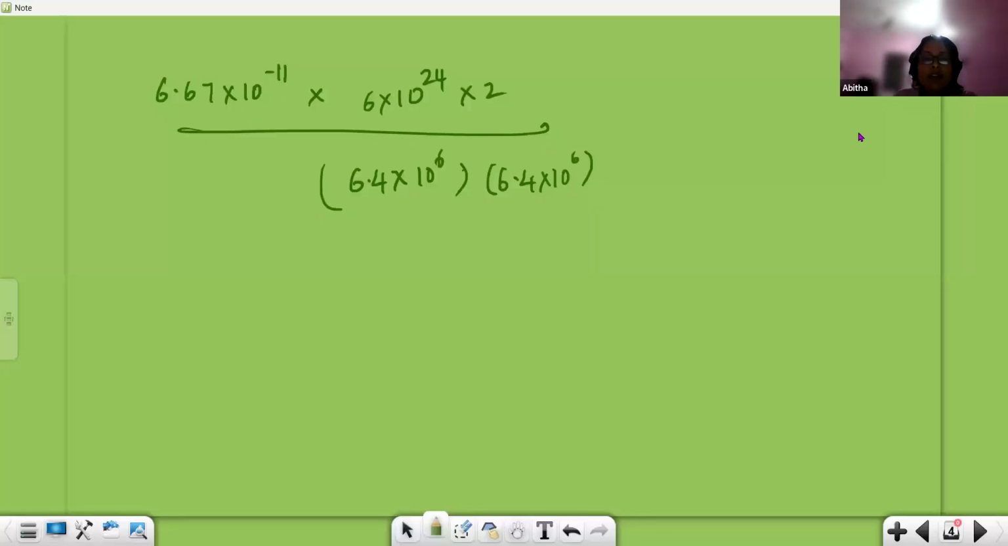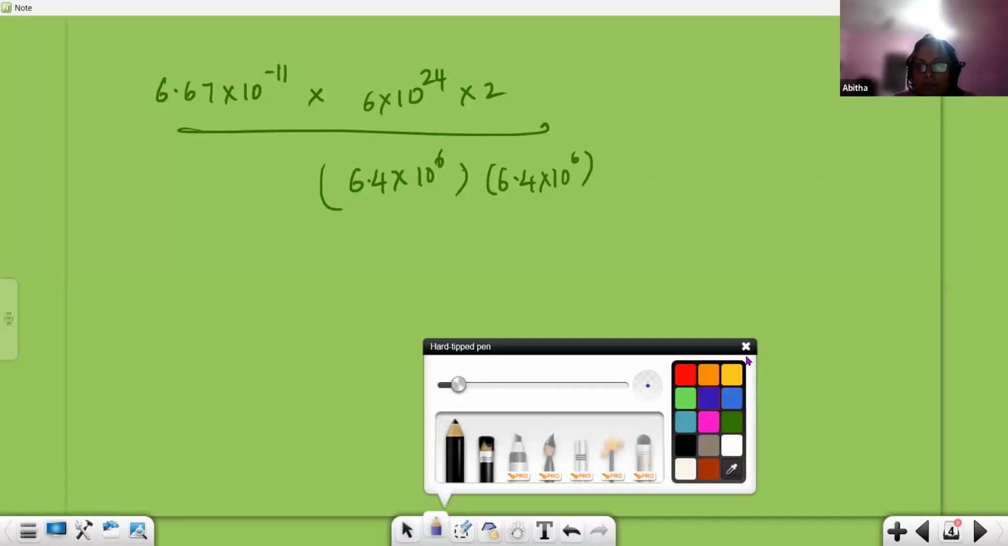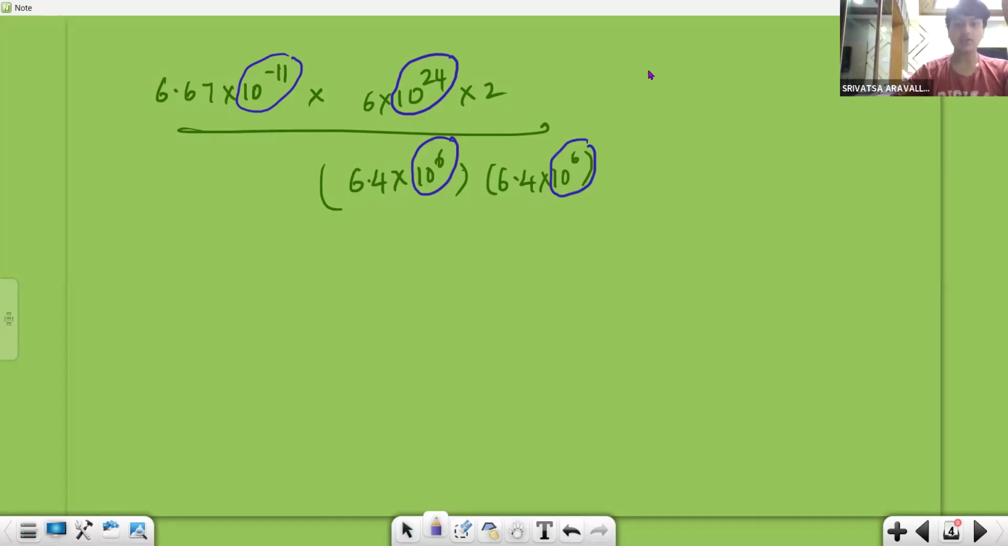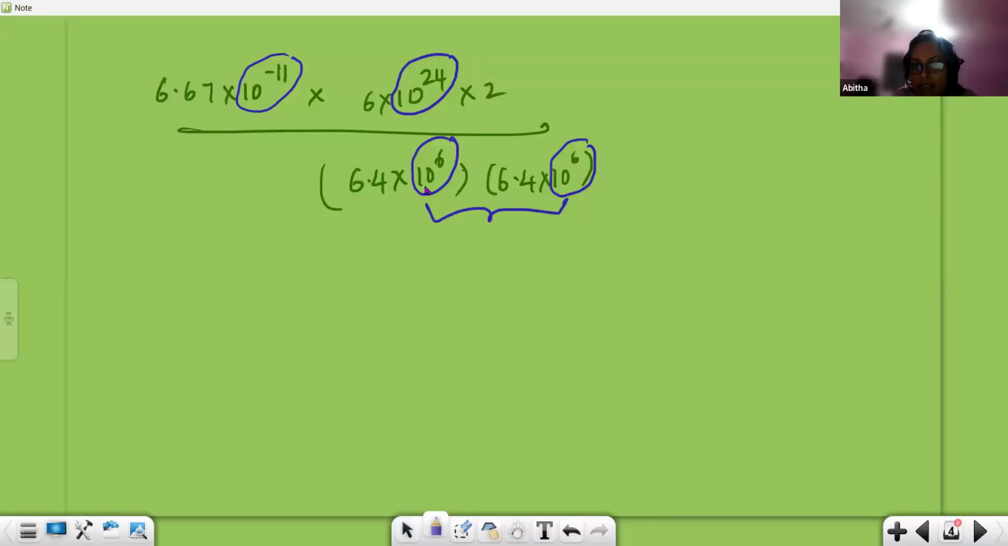How are you going to solve this, Srivatsa? So basically, we'll cancel whatever terms are there at the top and at the right side. So 10 to the power of minus 11, 10 to the power of 24, 10 to the power of 6, and then 10 to the power of 6 again. 10 to the power of 6 and 10 to the power of 6 will be cancelled. What about 10 to the power of minus 11? It will not be cancelled.